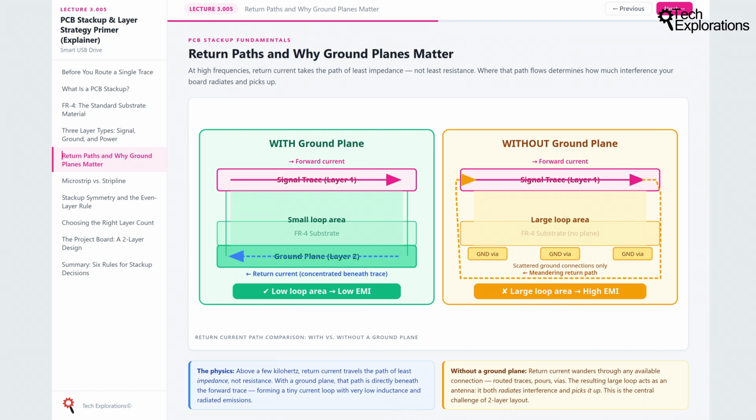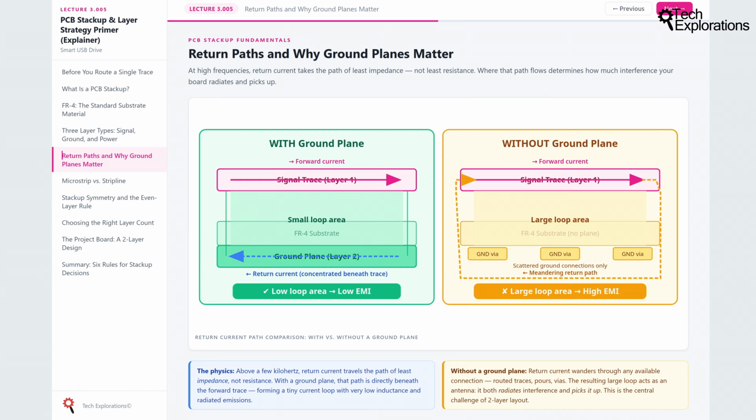When a signal travels along a trace on the top copper layer, a return current must flow back to the source. In a board with a solid ground plane directly beneath the signal layer, that return current flows in the ground plane, concentrated in a narrow band directly under the forward trace. The current loop, which is the area enclosed by the forward path and the return path, is very small. Small loop area means low radiated emissions and low susceptibility to interference.